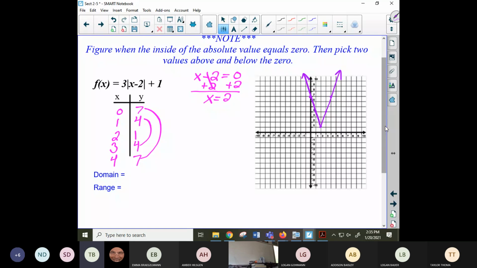And now we're going to say domain and range, okay? Our domain is going to be all real numbers again, just like it's always been. Does anyone want to guess what our range would be? It would be f of x greater than or equal to 1.